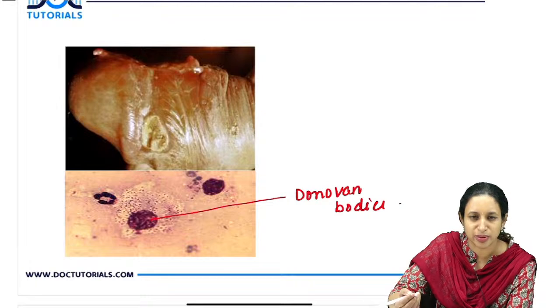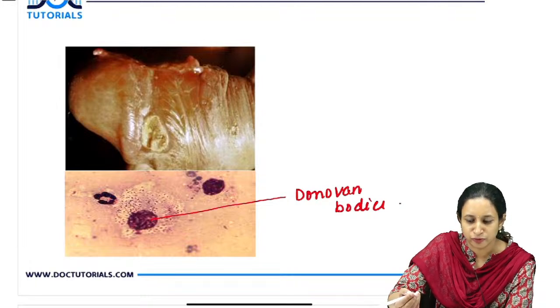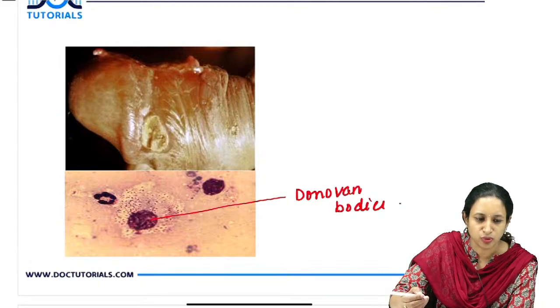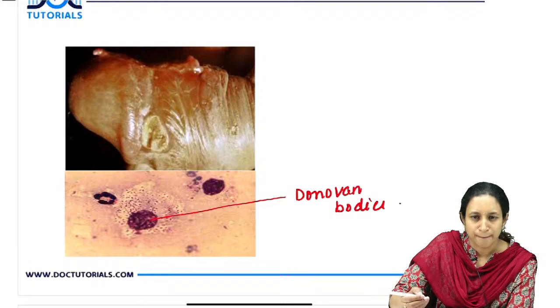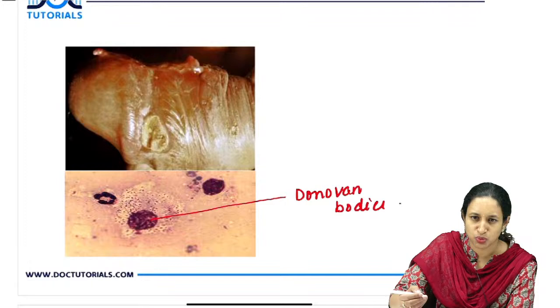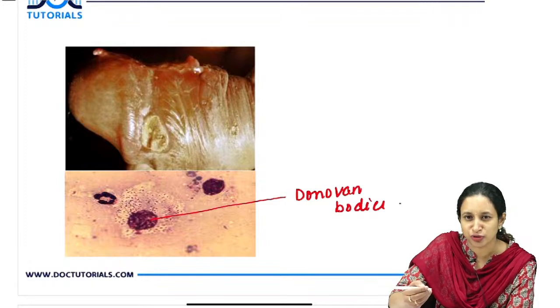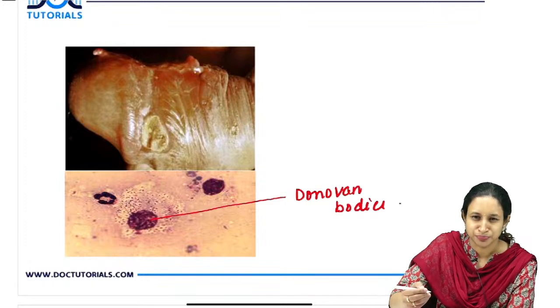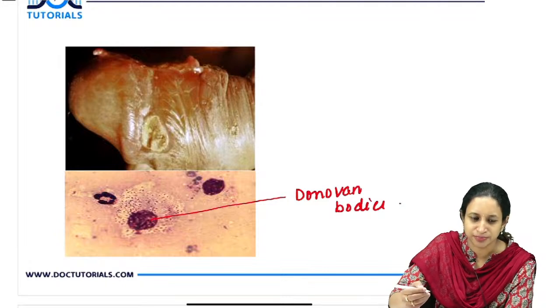Organism that you have to remember for Donovan bodies. This is a case of Donovanosis. Can you tell me which is the causative organism for it? It's not chlamydia. What is the causative organism for it?